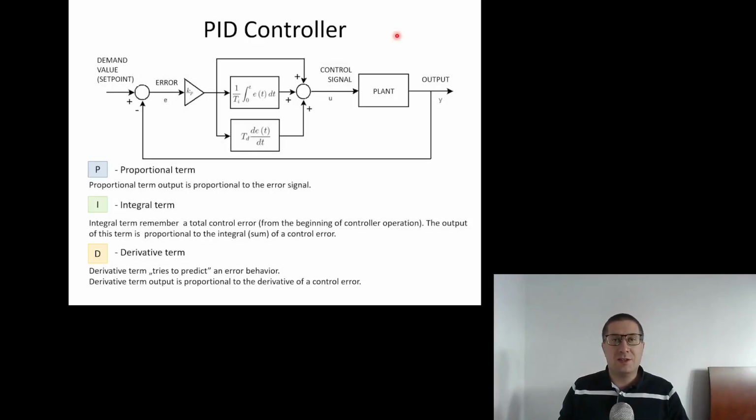So here you can see the general idea. We have this demand value, the set point, it is compared with the output, the error is calculated, and then there is a gain that increases or decreases the value of this signal, and part of this signal goes directly here and makes the control signal. So this is the reaction for the current value of the error.